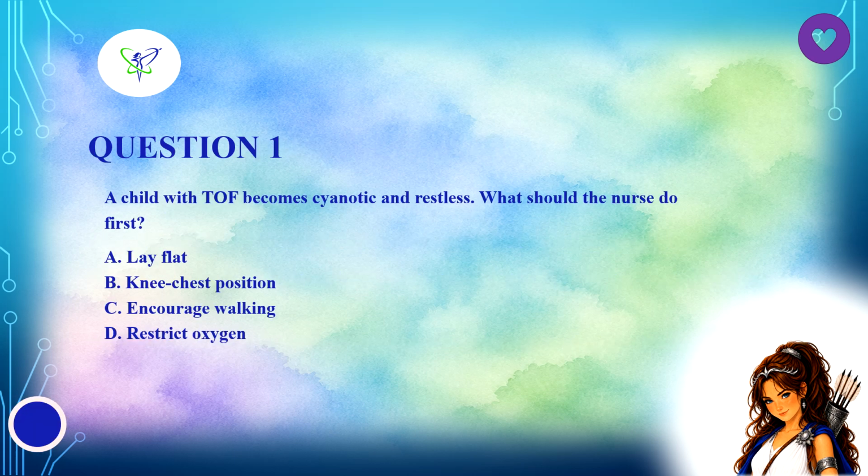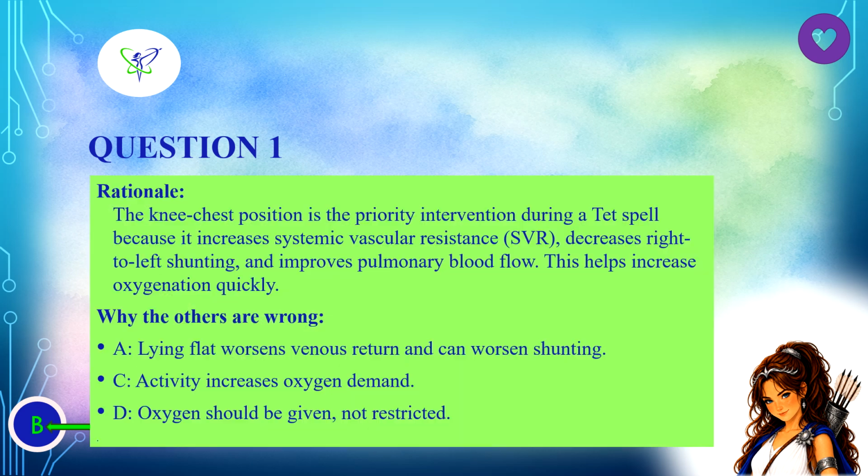Question 1. A child with Tetralogy of Fallot becomes cyanotic and restless. What should the nurse do first? Lay the child flat, use the knee chest position, encourage walking, or restrict oxygen? Artemis is going to help us out and say B, the knee chest position. Can you give us some rationale?